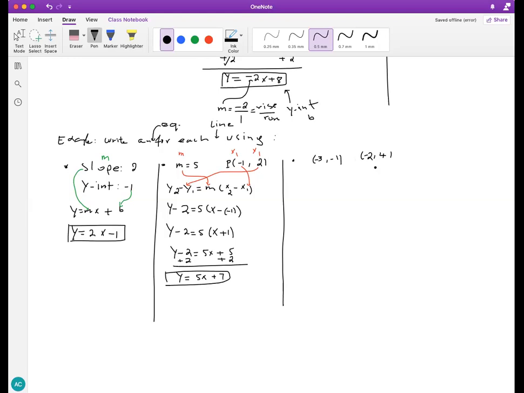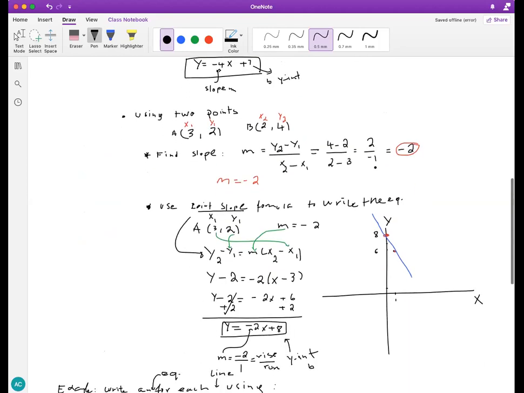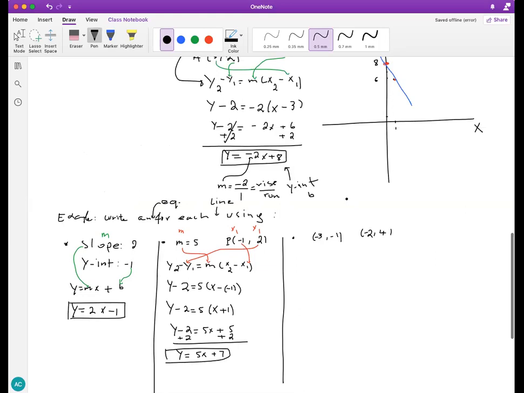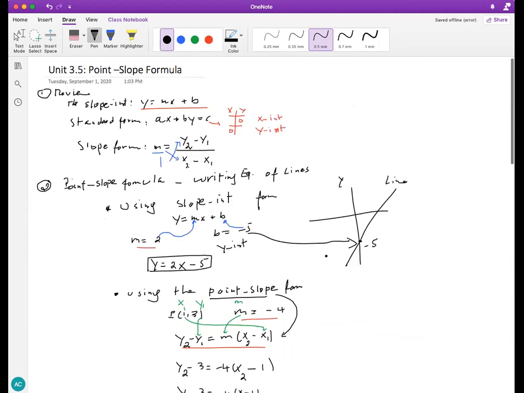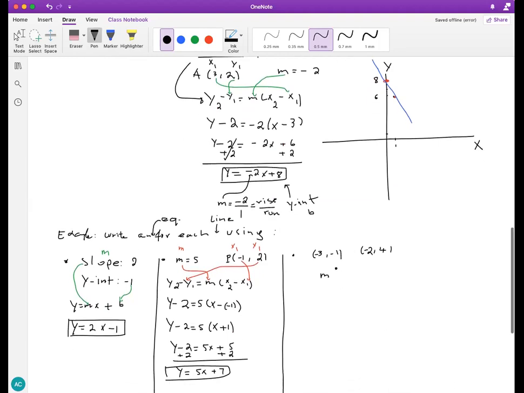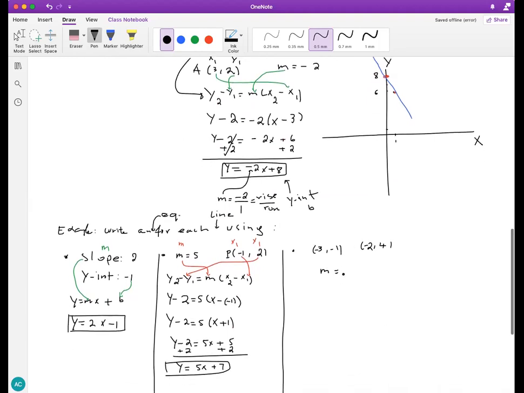Now we have 2 points. So what do you find first? What do we do? We have to find the slope. Exactly. So we need the slope. Always need it. If you have it, that's good. If not, you need to find it. We're going to use these 2 points and the slope formula, this one here, to find the slope first.